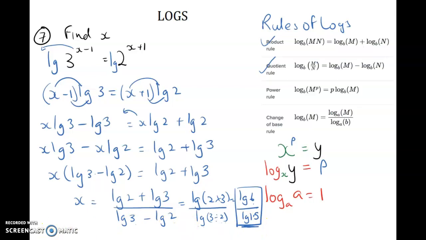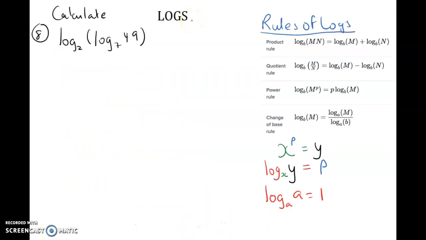Now, moving on to my final question. This is my 8th and final question, right? So they said calculate log base 2 of log of this, right? Now we see a log and a log. So that looks a little complicated. So what I would simply do is I would just write it is equal to x, right?